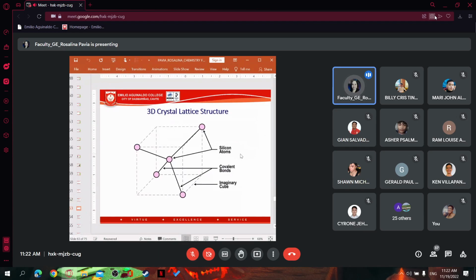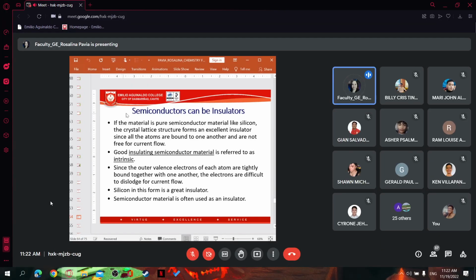This is the 3D crystal lattice structure of silicon. As you can see, the shape is somewhat cubical. The attachment between the atoms are covalent bonds. Now, how does it serve as an insulator? If the material is pure semiconductor like silicon, the crystal lattice structure forms an excellent insulator since all the atoms are bound to one another and are not free for current flow, kasi nakaband.